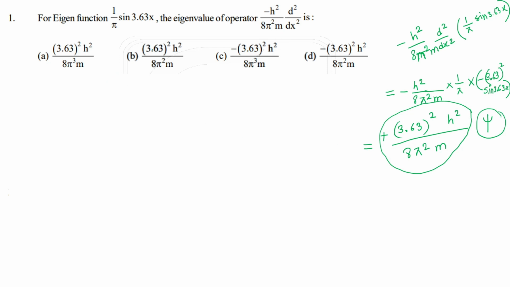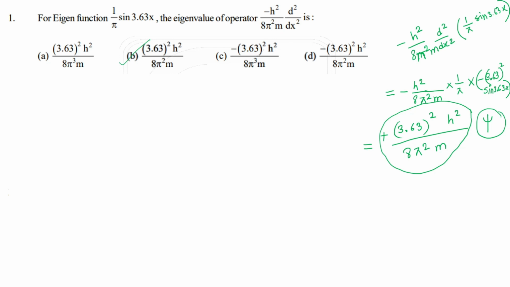I guess 3.63 square h square by 8 pi square m, right? So B is going to be the correct answer. Did you get the same answer?